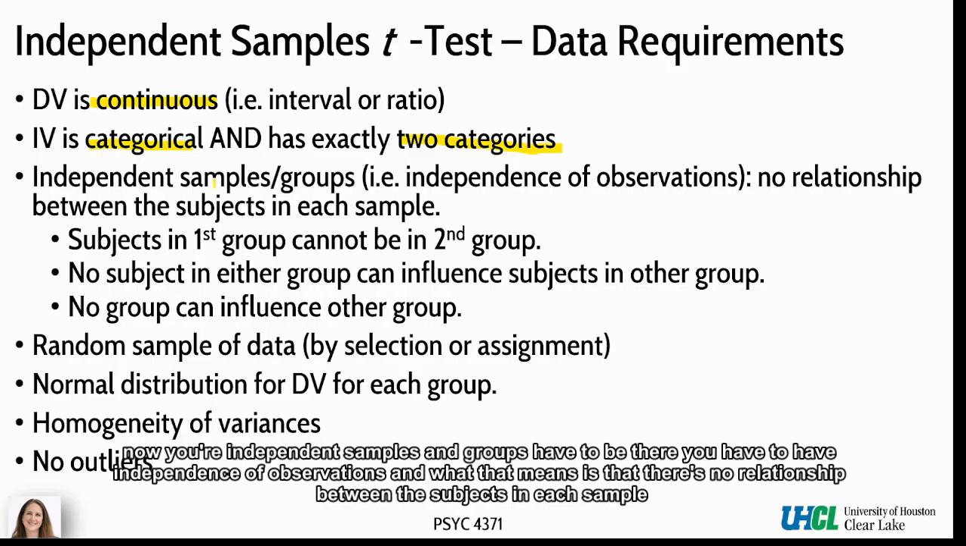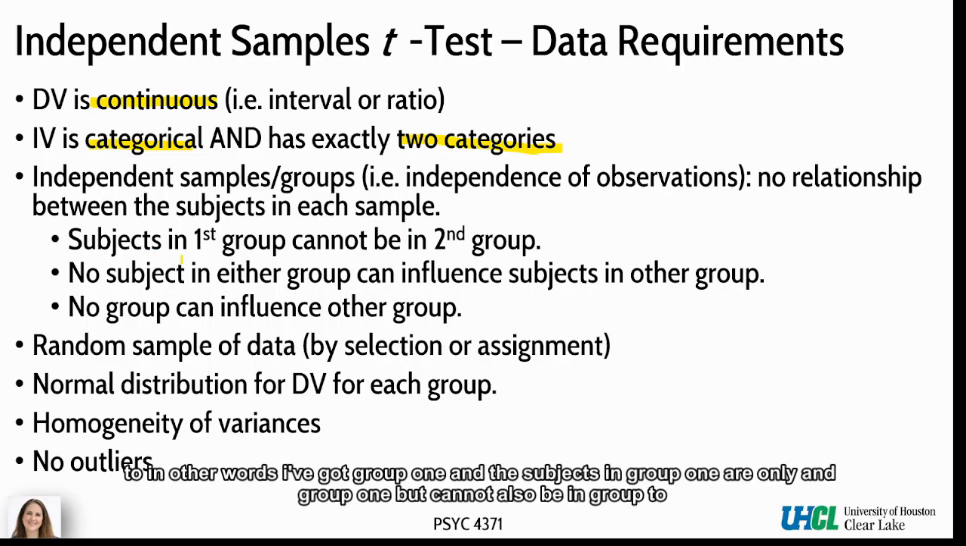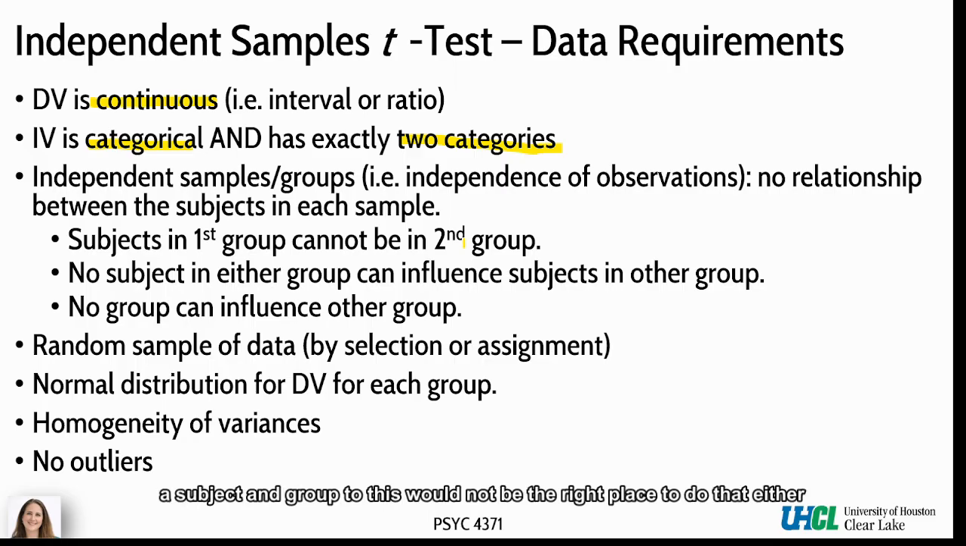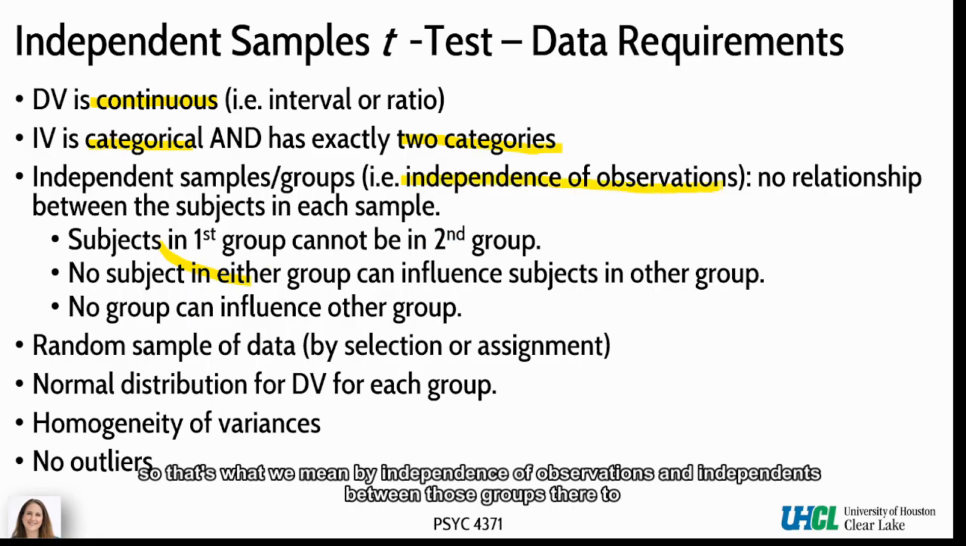Now, your independent samples and groups have to be there. You have to have independence of observations, and what that means is that there's no relationship between the subjects in each sample. So I've got group 1, and the subjects in group 1 are only in group 1. They cannot also be in group 2. It also means that if a subject in group 1 might influence a subject in group 2, this would not be the right test either. And the group itself can't influence the other group. That's what we mean by independence of observations and independence between those groups too.